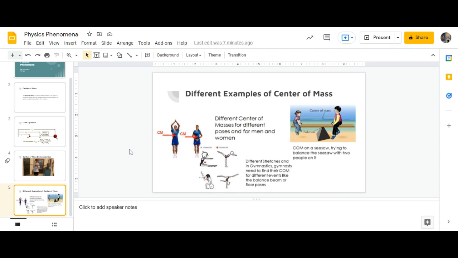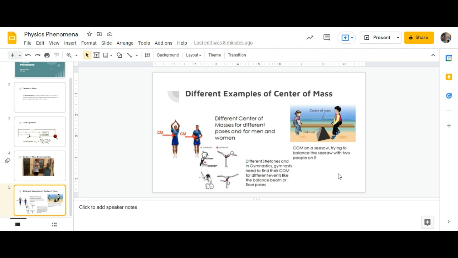Some different examples of center of mass that we see in day-to-day life would be this example to the left, which is an example of a female stretching with her arms up. Her center of mass is right underneath her chest, and then with her arms down, her center of mass is closer to the center of her stomach.